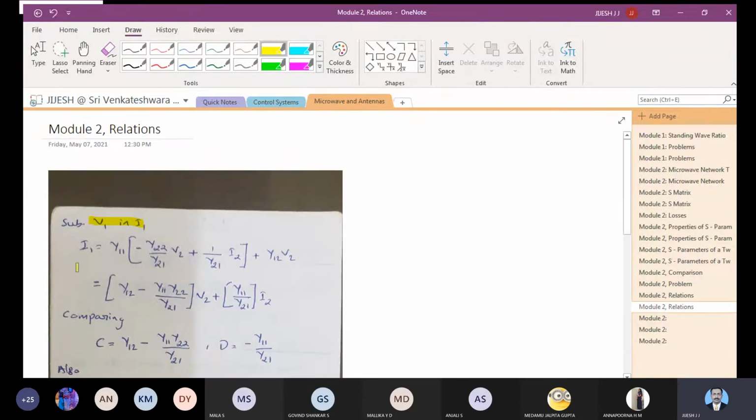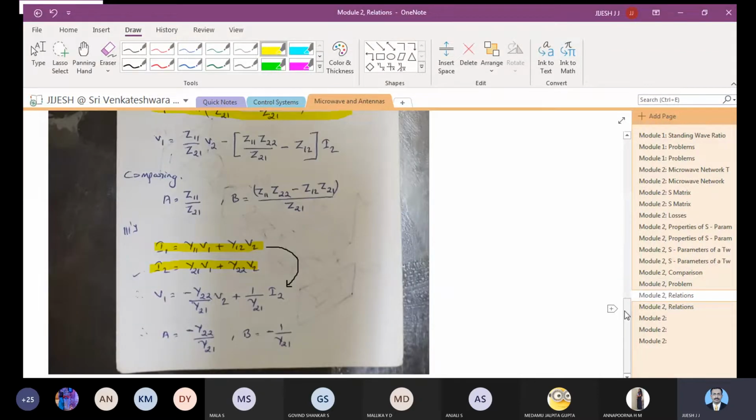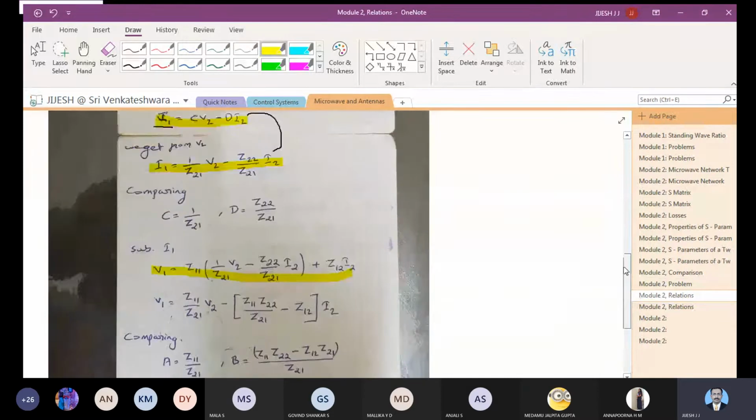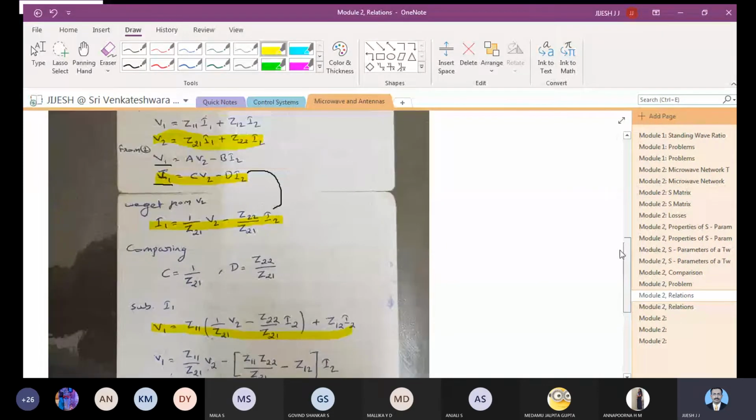So from this, when you compare I1 with the ABCD parameters, I have just taken the common terms together, that is V2 together and I2 together. So when I compare, I have to compare with the other ABCD equation, that is for I1. So you have C and D there: I1 is equal to CV2 minus DI2. So from this, by comparing, you will get C and D.